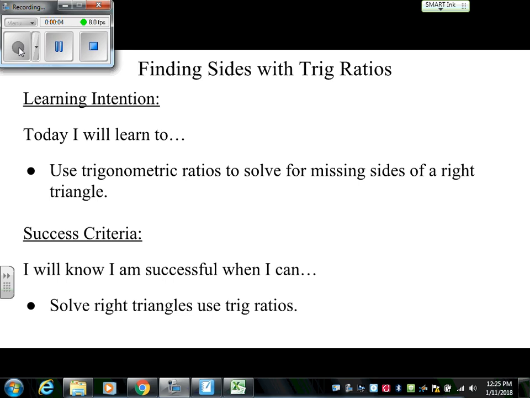Today we're going to be talking about trig ratios, starting a new unit, and we will be using trig ratios to solve for missing sides of a right triangle. We will know we are successful when we can solve right triangles using trig ratios.